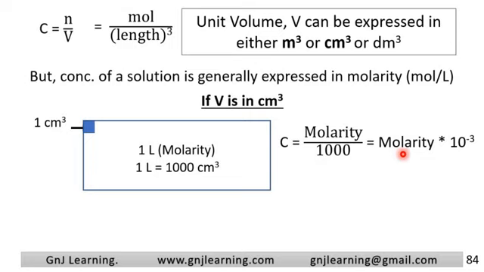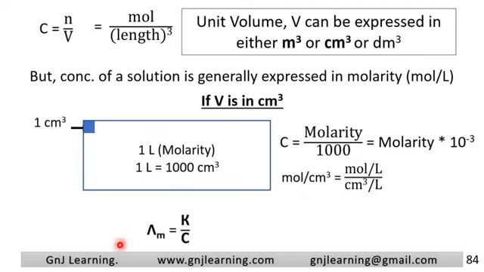Or you can write molarity into 10 raised to minus 3. Molarity by 10 raised to 3. If it goes up, then it is molarity into 10 raised to minus 3. Again, if I look at the units, mole per centimeter cube, molarity is mole per liter, 1000 is centimeter cube by liter. That is, 1 liter contains 1000 centimeter cube. 1000 centimeter cube per liter. If you cancel out liter and liter, then it is mole per centimeter cube, which is the value of C.